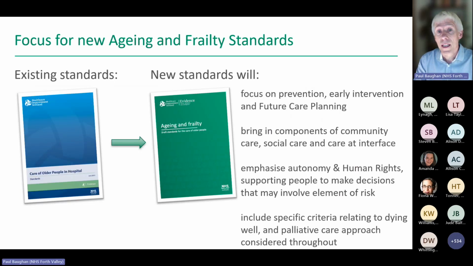So in reviewing the existing care of older people in hospital standards that were published in 2015, feedback from over 100 stakeholders requested that there should be a similar change in focus, with an emphasis on prevention, early intervention, and future care planning, bringing in components of community care, social care, and care at the interface, with an emphasis on autonomy and human rights, supporting people to make informed decisions that might involve an element of risk, and with specific criteria relating to dying well, whilst ensuring that a palliative care approach is considered throughout the standards and not just as an add-on at the end.